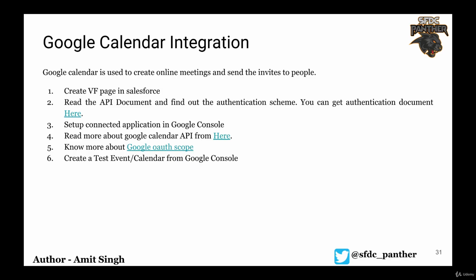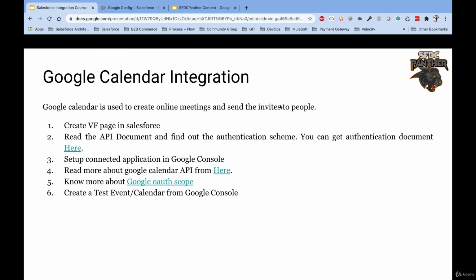And at the end, before we wrap up this lecture, we will also create a test event in Google with the help of the Google console, because we also have a Google playground from where we can play around and try to create records for Google Calendar, because we are dealing with Google Calendar in this lecture. So let's start by creating the VF page here.